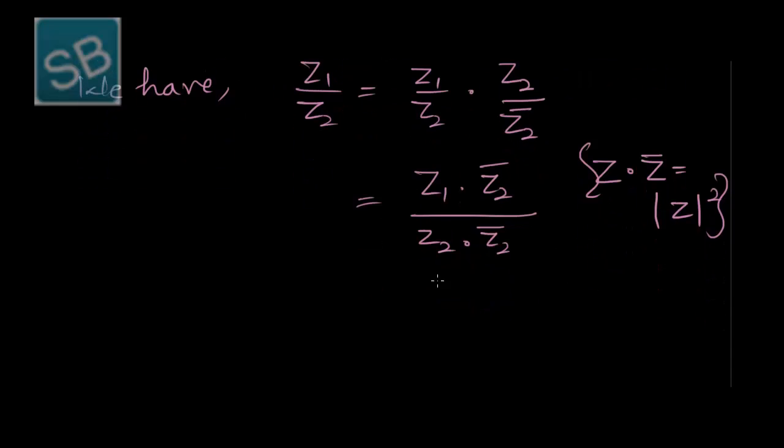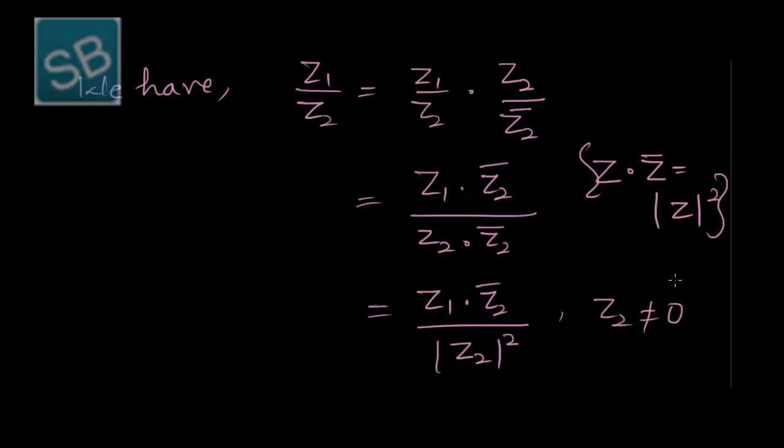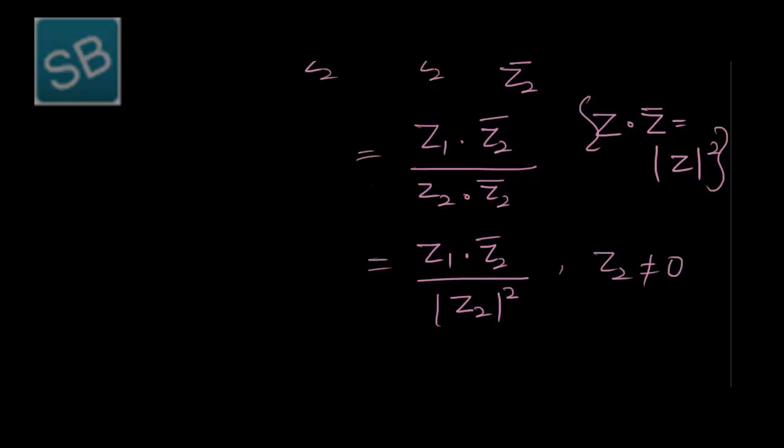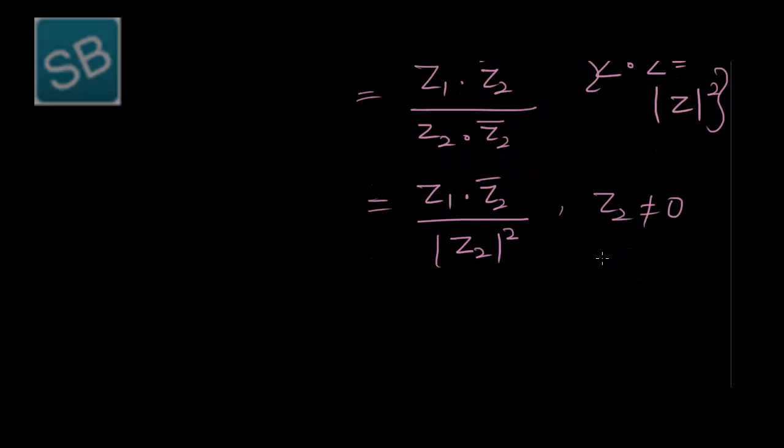Therefore we have z1 into z2 bar over mod z2 whole square. So with z2 not equal to 0, that is already given. So we get z1 over z2 is equal to z1 into z2 bar over mod z2 whole square.